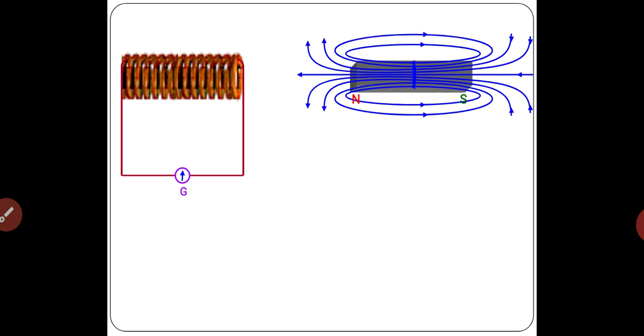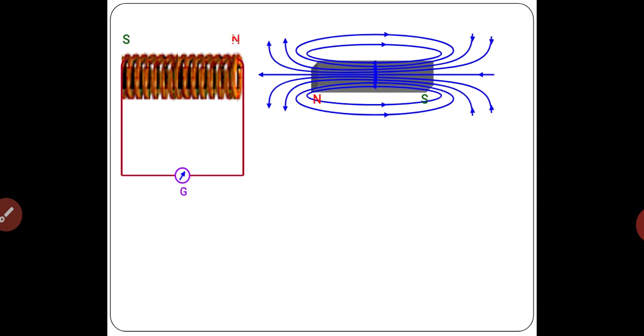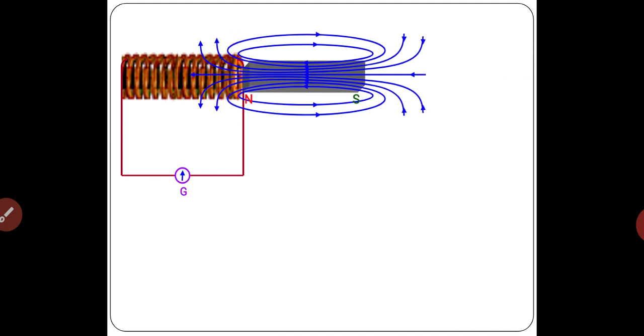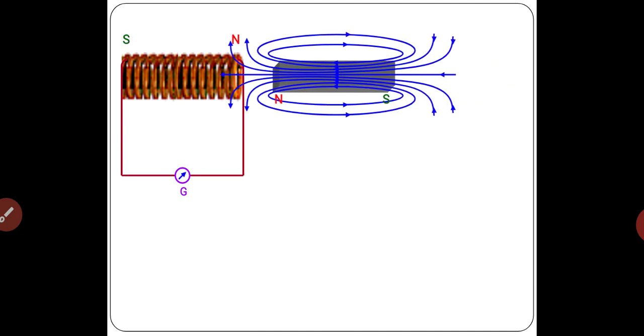Here, when we move the magnet towards the coil, the galvanometer is showing deflection. Once again you see this. Slowly we are moving.